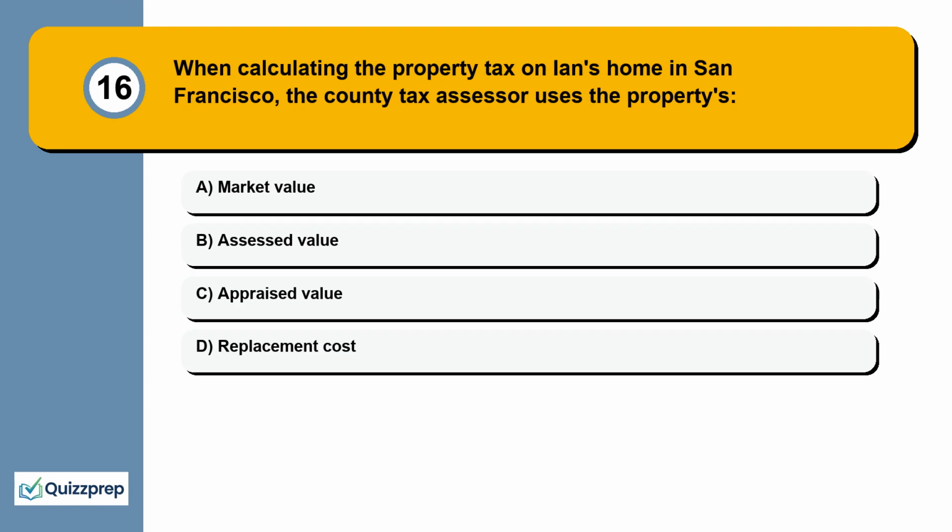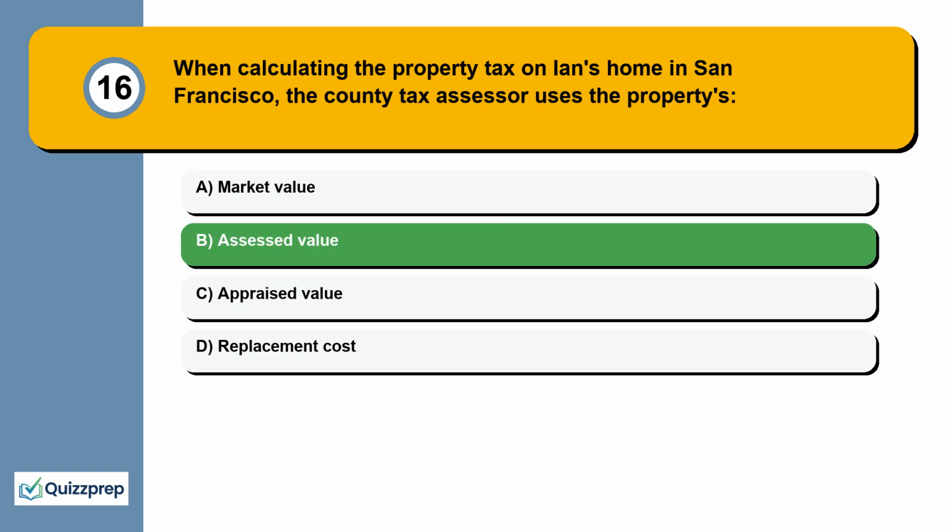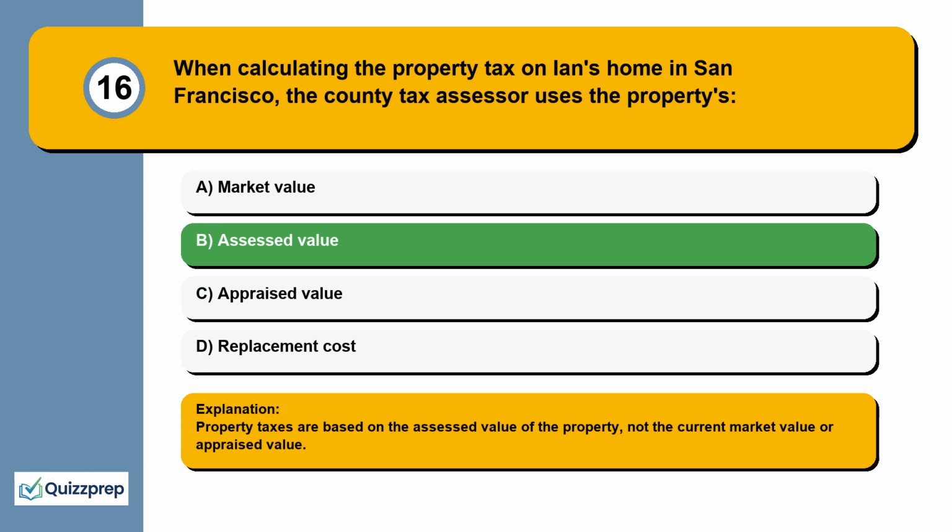Question 16. When calculating the property tax on Ian's home in San Francisco, the county tax assessor uses the property's market value, assessed value, appraised value, replacement cost. Property taxes are based on the assessed value of the property, not the current market value or appraised value.